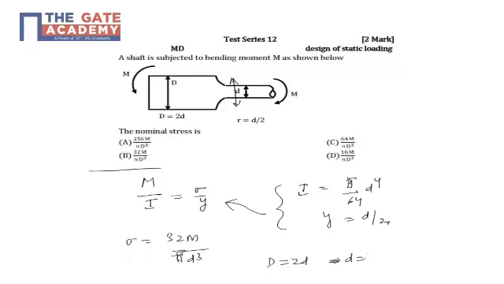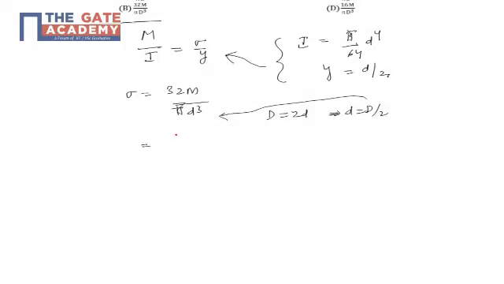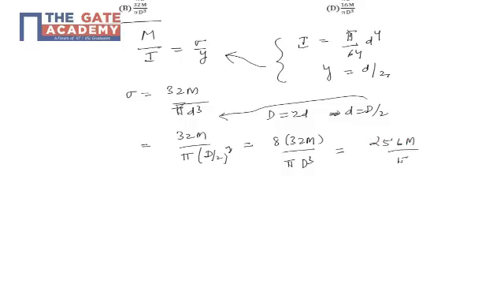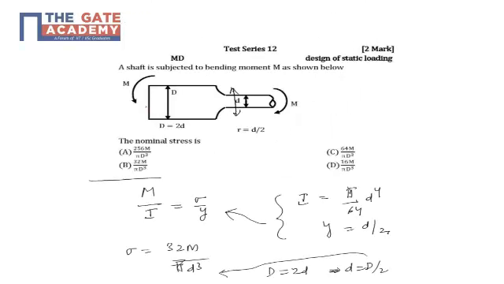So d is D by 2, and if you substitute it here, you will get 32 M by pi into (D by 2) whole cube. That is 8 into 32 M, since 2 power 3 is 8, over pi D cube, and 32 into 8 is 256. So 256 M by pi D cube is the max stress that sets up at the right side corner. So A is the answer.